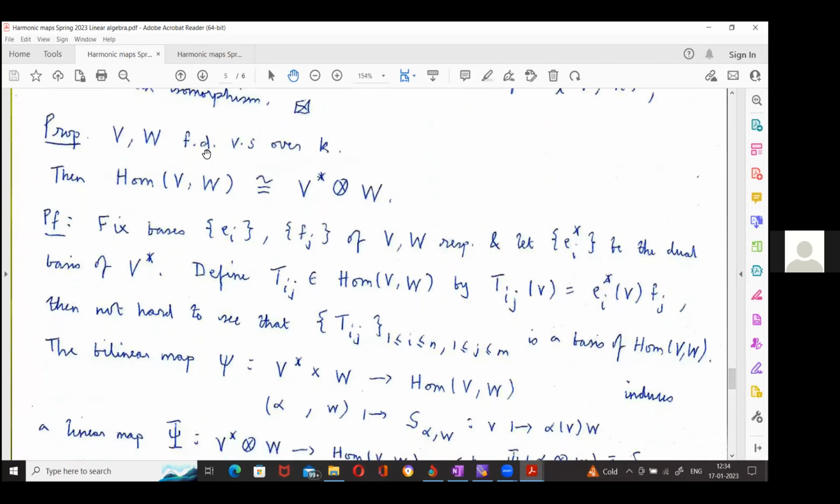V, W are finite dimensional, any questions? Okay. So if V, W are finite dimensional vector spaces over K, then the space of linear maps from V to W, which I'll write as Hom(V, W), this is isomorphic to V star tensor W. And in fact, this is again a natural isomorphism. You don't need to choose a basis to define this isomorphism.